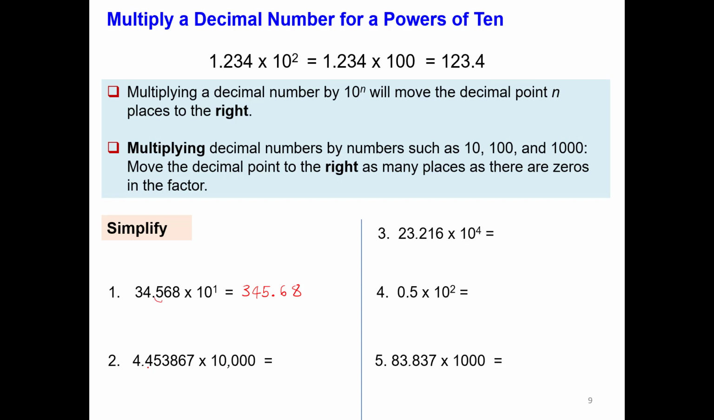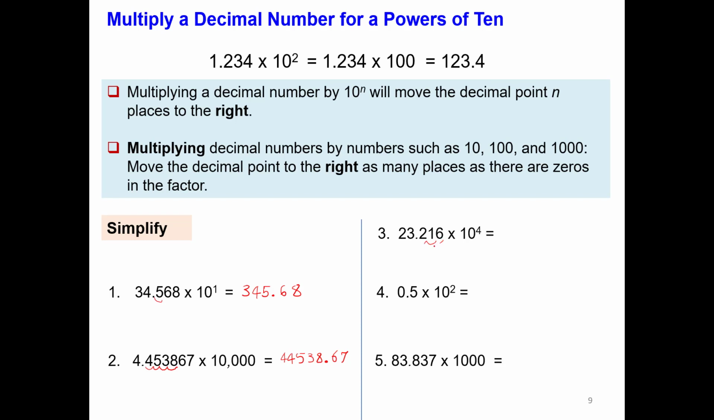Here we had 4 zeros, so we need to move the decimal place 1, 2, 3, 4. The decimal point must be right there. Let's write it: 4, 5, 3, 8. Here the decimal point is 1, 2, 3, 4 because we had 4 zeros. Here we had to the power 4, and we need to move 4 decimal places.